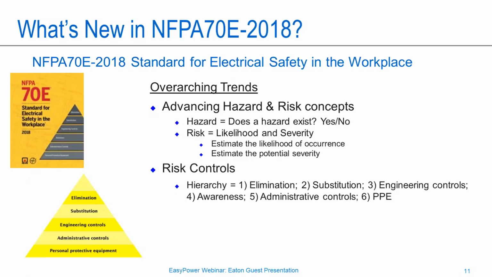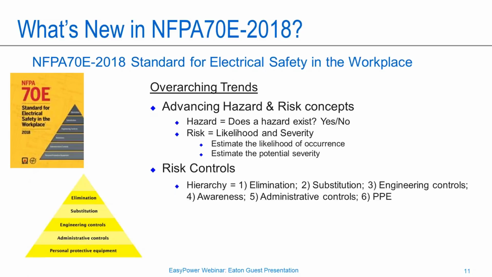Today, and even going back to the 2015 edition, the standard differentiates hazard and risk. Hazard is really the heat energy. It's, for instance, 6.7 calories per centimeter squared. And the hazard is either there or it's not. And then the risk is really more driven by the definition of both the likelihood and the severity of an incident occurring while someone is performing testing, troubleshooting, or energized work. So this talks about the likelihood of the occurrence, and if there was an occurrence, what's the potential severity.